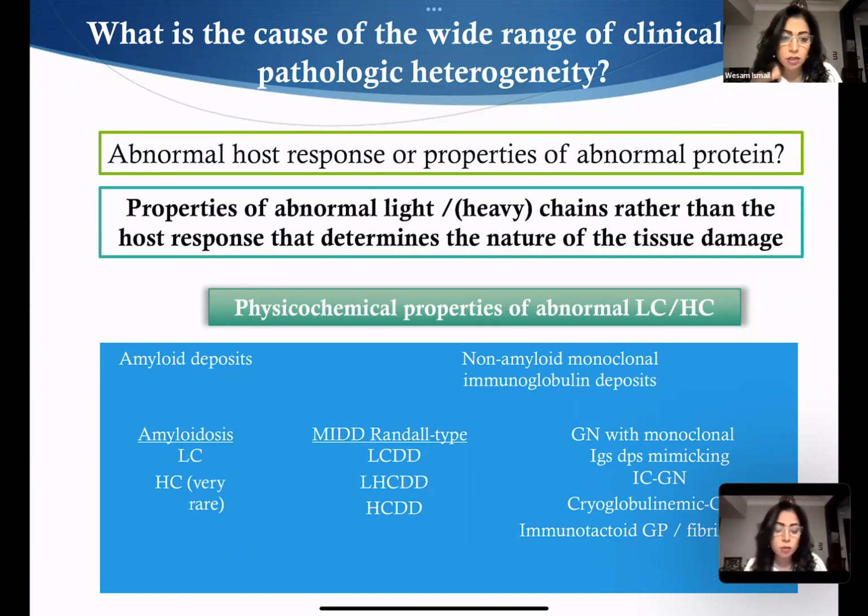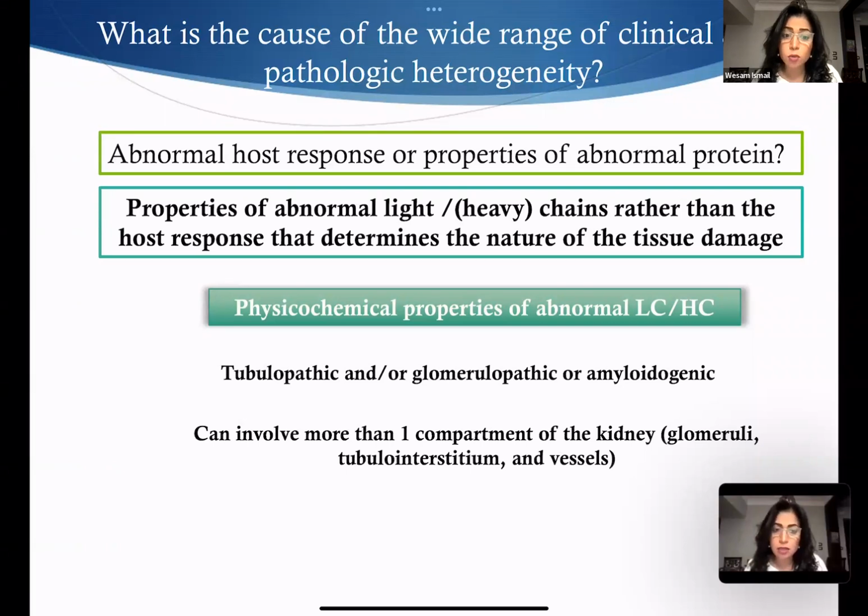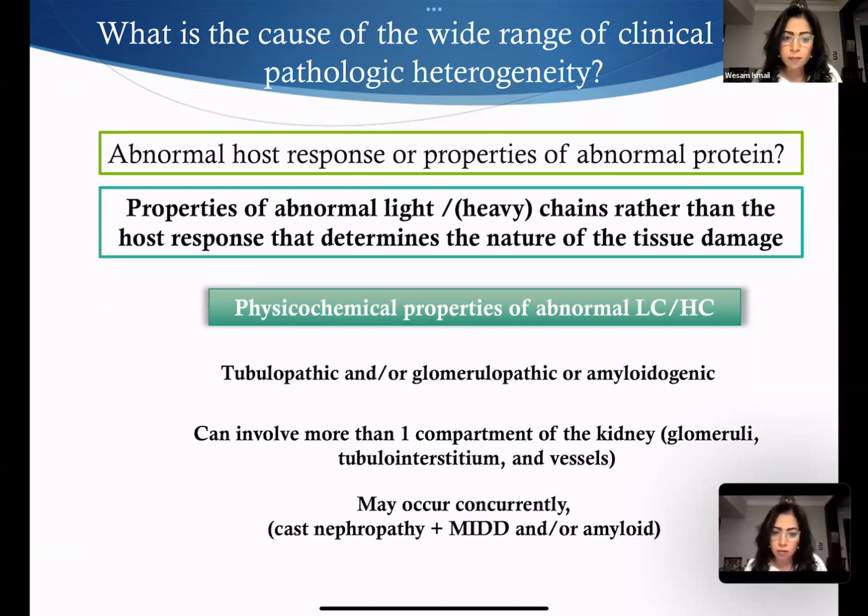And as Professor Yasser mentioned in the beginning, we are going to discuss this topic in 2 sessions because it's vast, and probably we will save the glomerular involvement for the second session. And so these light chains can tend to be tubulopathic or glomerulopathic or amyloidogenic, or affect tubules and glomeruli. They can involve more than one compartment of the kidney simultaneously, so involving glomeruli, tubular interstitium, and vessels, or may occur concurrently together.